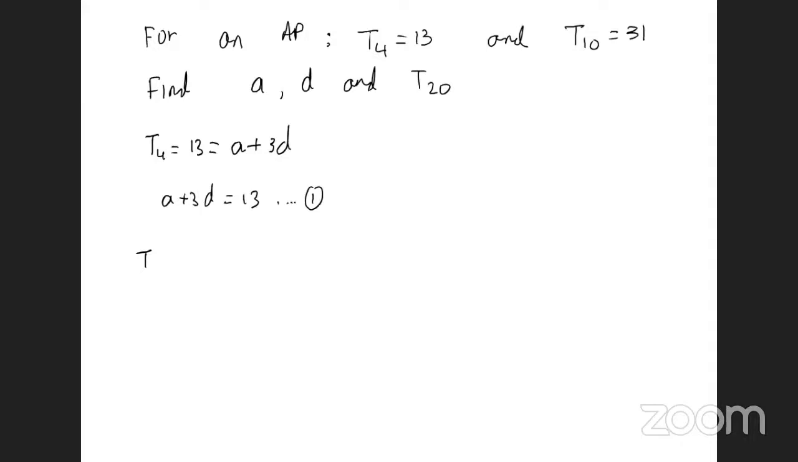And then the 10th term is 31, right? The 10th term is 31, which is equal to A plus 9D. So your equation 2 is A plus 9D is 31. Do your thing, solve it quickly. Tell me what you get for A and D. Are you okay with how I got those two equations?